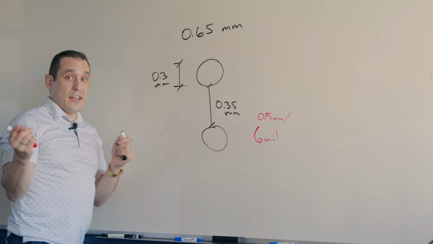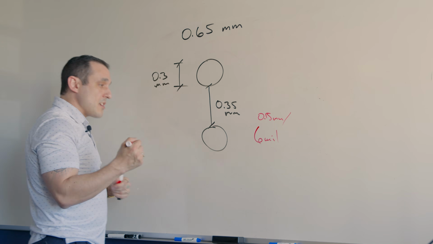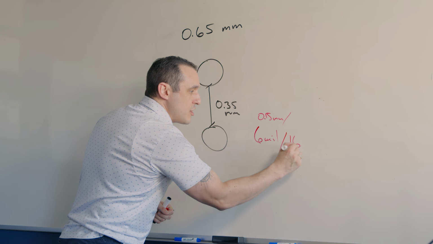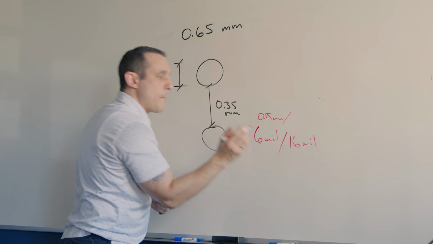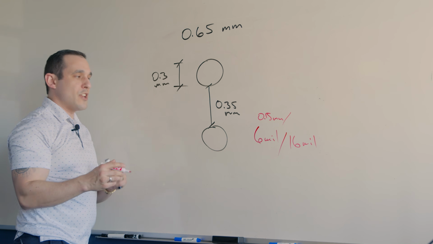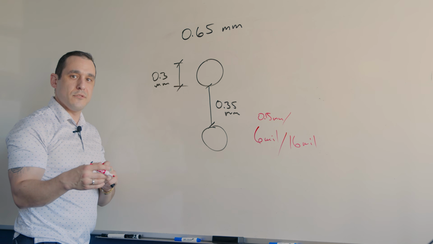Now, not all fabricators are operating at that level. Some fabricators might require a 10 mil oversize, giving you a 16 mil pad that you would have to place around this 6 mil via in order to comply with IPC Class 2 standards.